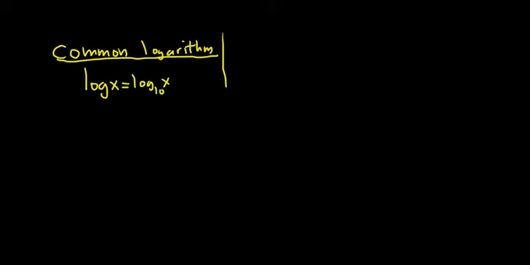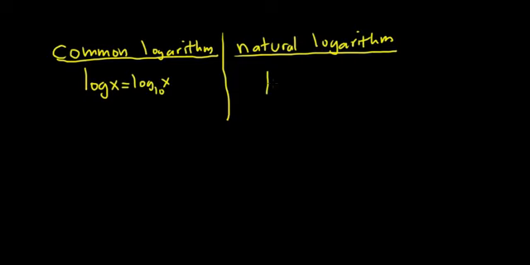The other one is really important. It's called the natural logarithm. The natural logarithm is written ln x. Whenever you see ln, just assume that the base is e. It's called the natural logarithm because e is the natural choice for the base.